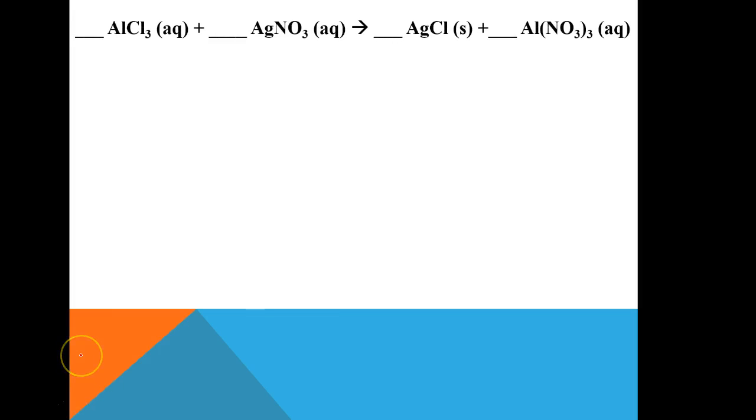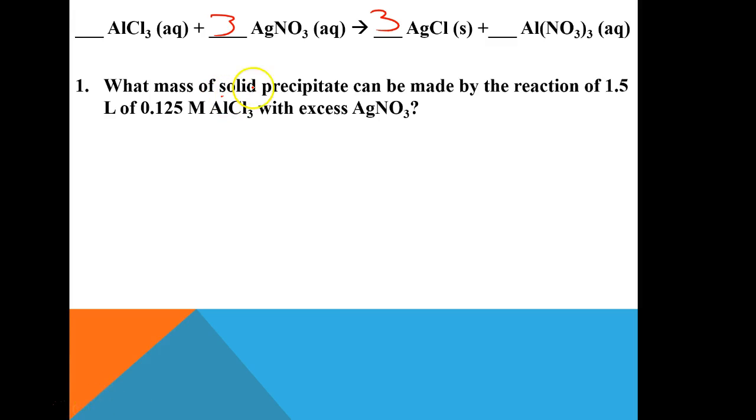Shouldn't be too difficult. So first things first, let's balance this equation. Go ahead and see if you can do it. Pause the movie, and I will put the answer up. Looks to me like that's probably it. Yep. Okay. So what mass of solid precipitate? First of all, you've got to figure out what you are solving for. Well, you're looking for the thing that is the solid. That would be the AgCl.